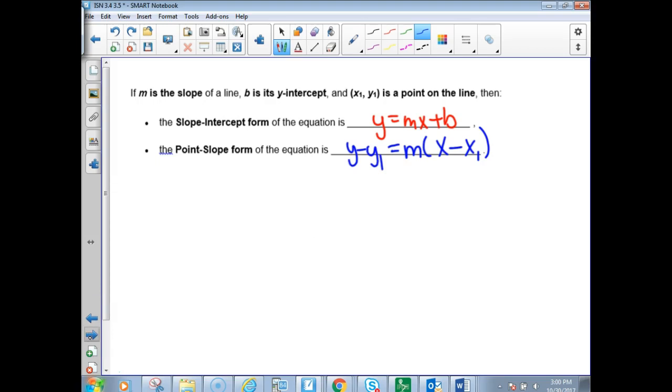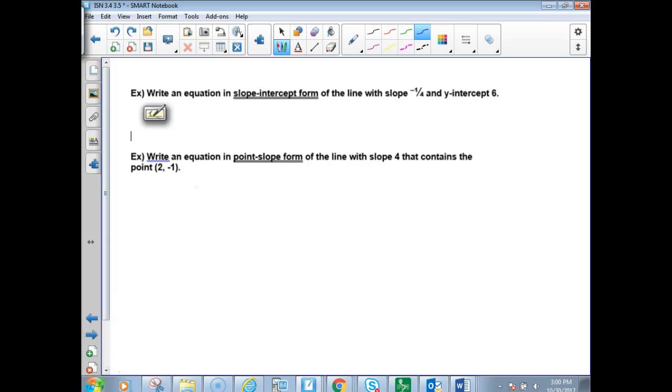Example, we've got several of everything, I think. The task is to write an equation of a line in slope-intercept form. That's y equals mx plus b. If you're given the slope, that's your m. If you're given the y-intercept, that's your b. And you just fill it in: y equals negative 1/4 times x plus 6. Got to remember, slope does not have an x on it. It is a number.